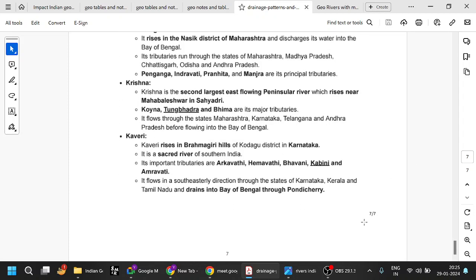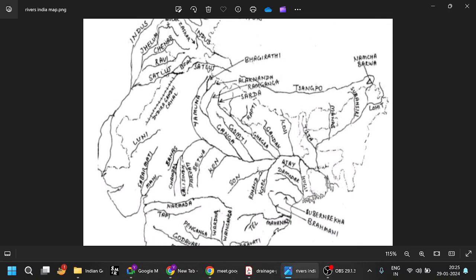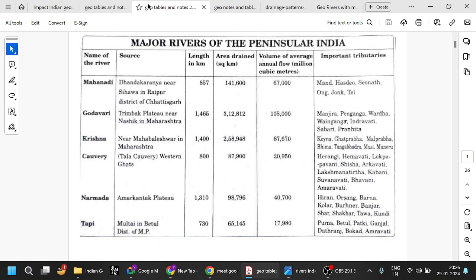So we have seen a brief about it, and we have seen the reverse map also. So let us straight away jump into the questions. Just look at this also. So let us briefly look at this also.